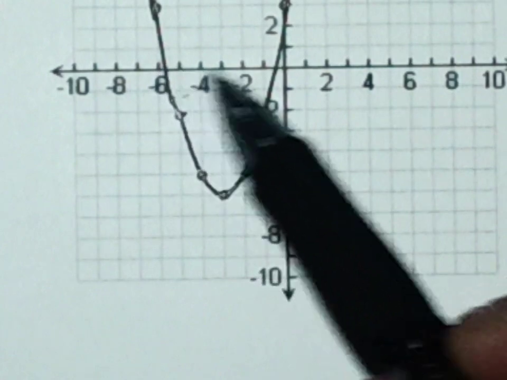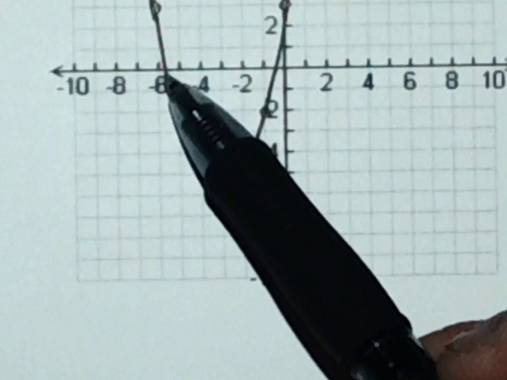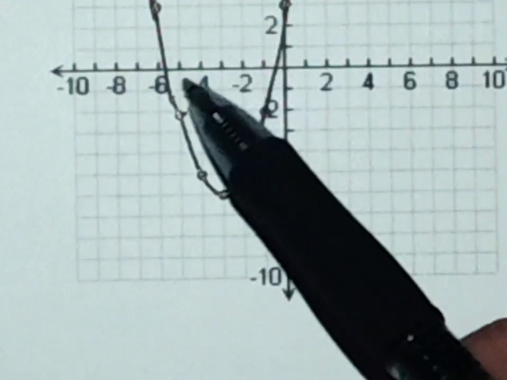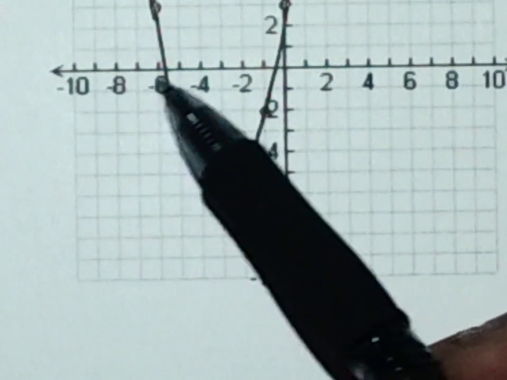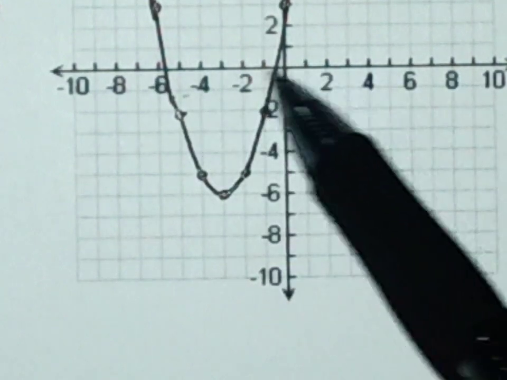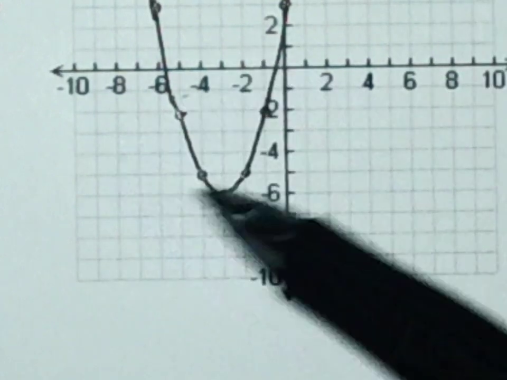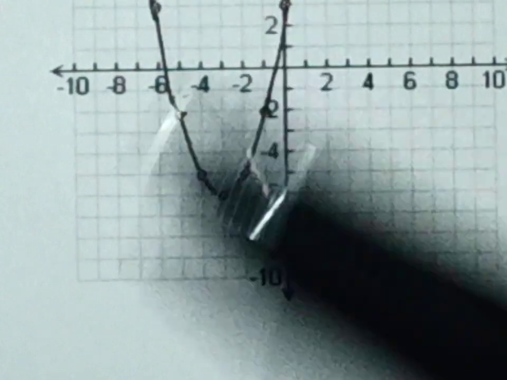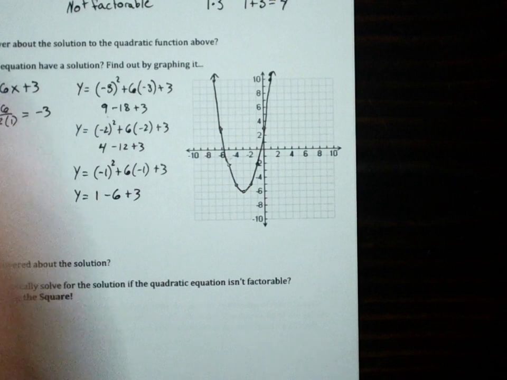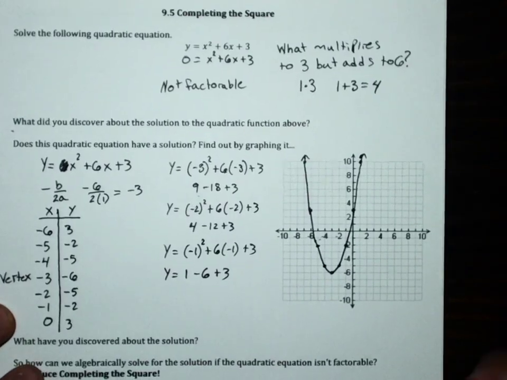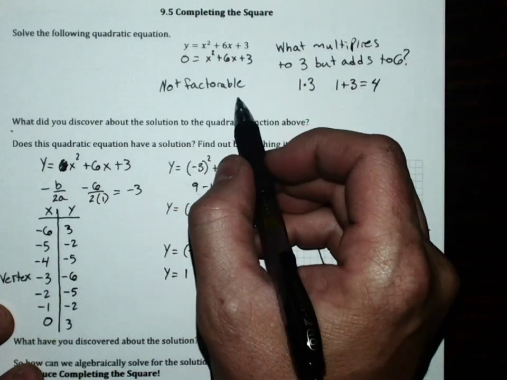But the problem is these values are not what we call integers. They are not whole numbers, as some of you like to say. They happen somewhere between -6 and -5, and somewhere between -1 and 0, which makes it very difficult to solve precisely by graphing. And as we already saw up above, this does not solve by factoring because it's not factorable.